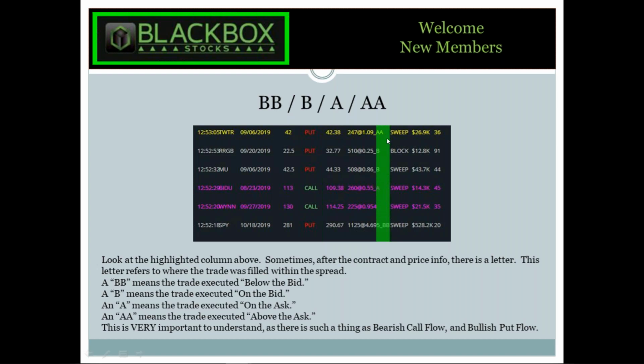In this column here, you're going to see five things. You're going to see AA, you're going to see B, you're going to see A, you're going to see BB, or like this one, you're going to see nothing in that column. So there's five things there. We're going to see either nothing, BB, B, A, or AA. Nothing means we don't know where in the spread it traded. BB is below the bid, B is bid. A is ask, AA is above the ask. So it's telling us where in the spread these trades actually executed. That's really important for us to understand.